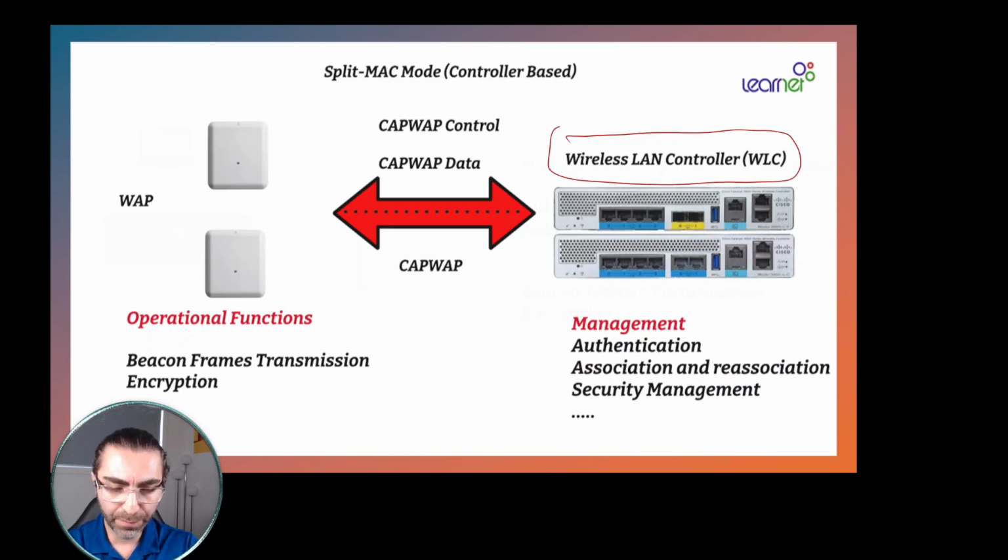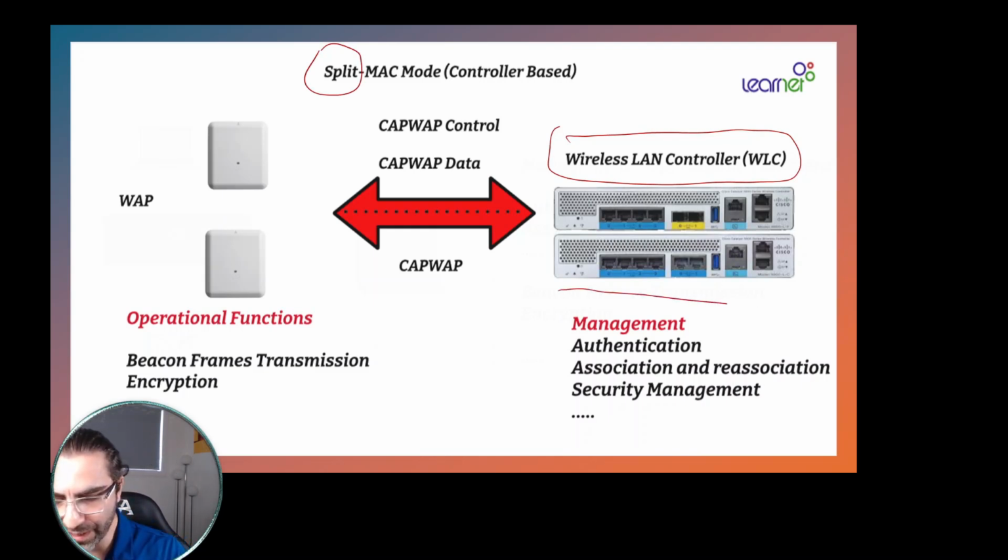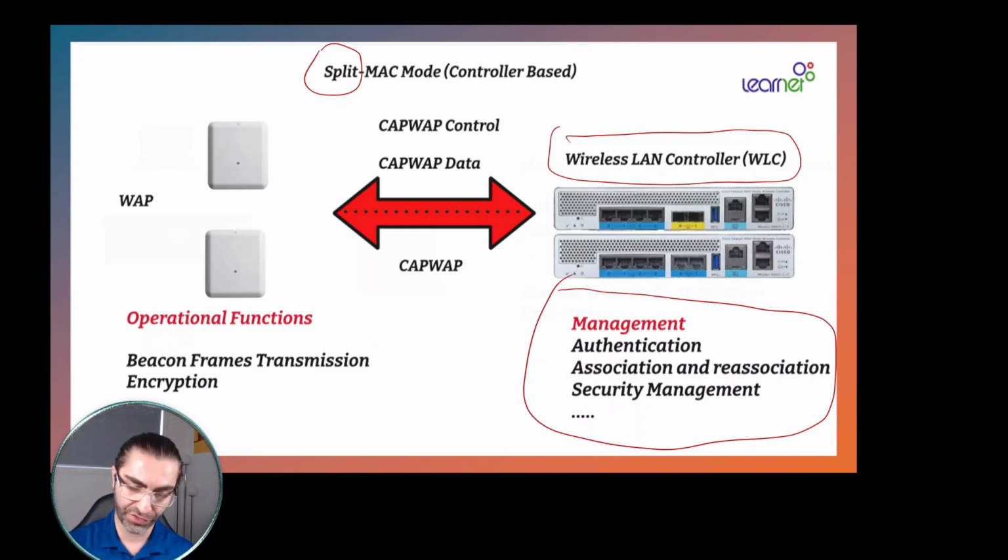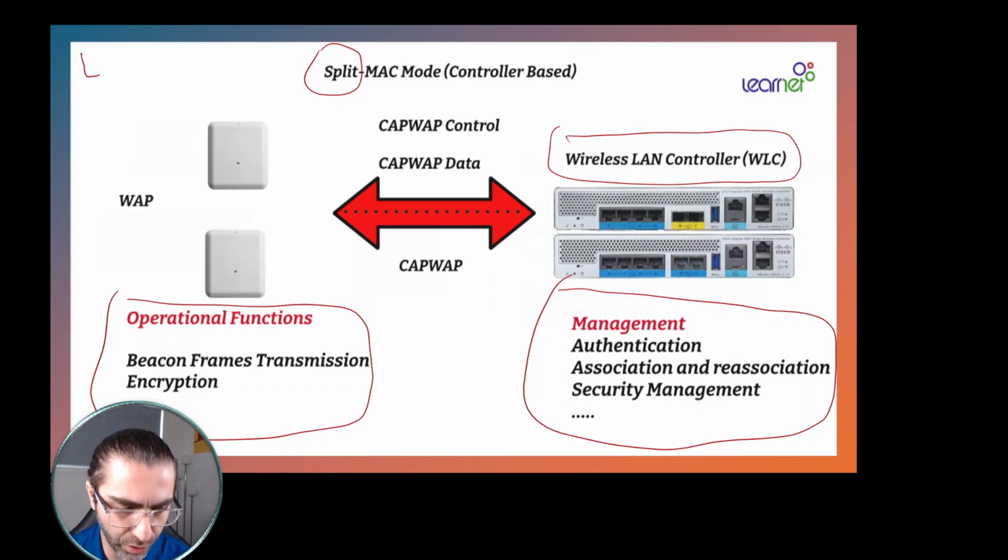Anyway, in a split MAC mode, we divided, or split, the MAC layer functions between the WLC and the WAP. The WLC is taking care of management functions, and the WAPs are taking care of operational or real-time functions. So these WAPs do not need that huge image they need in the autonomous mode. That image is called lightweight. So we're running a lightweight image on these WAPs and we call them LWAPs, lightweight wireless access points.